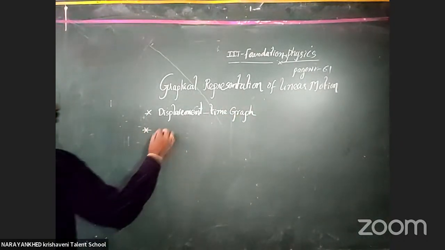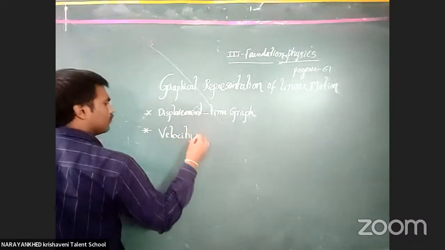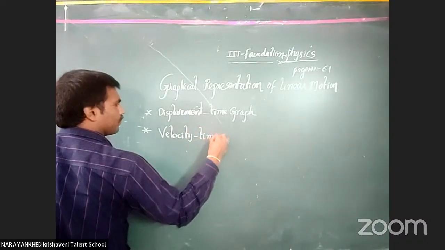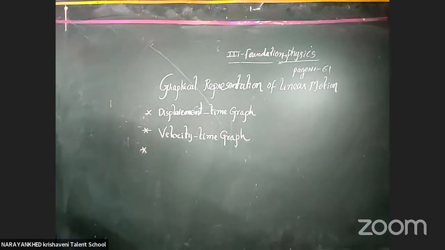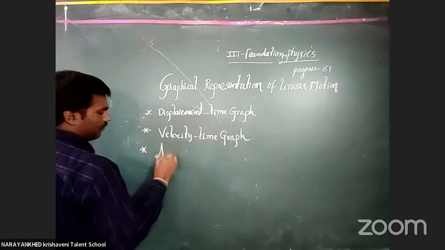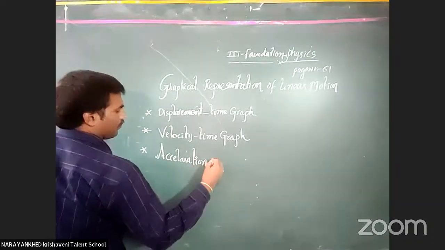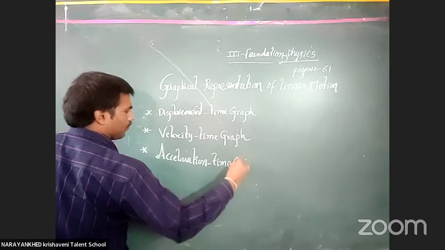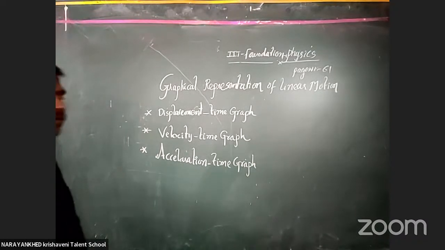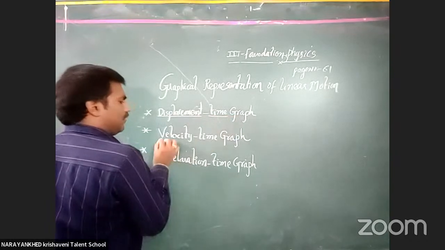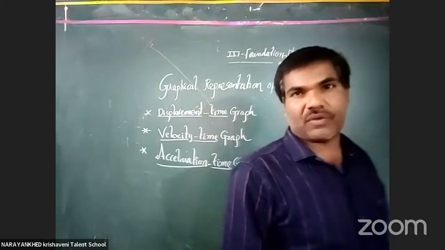Next concept, velocity time graph. After this, acceleration time graph. I hope you got it. There is a displacement time graph here, a velocity time graph here, and an acceleration time graph here. There are different types of graphs here.